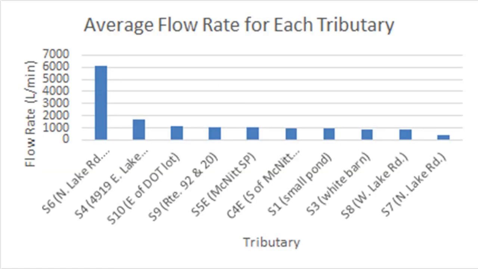So this is a little blurry, but the first thing I looked at was the flow rates in general. I averaged each site's flow rates over the 36 months, in liters per minute. I just did the top 10 out of the 45. I found that Stream 6, which is on North Lake Road, had way more water flowing than any of the other streams.